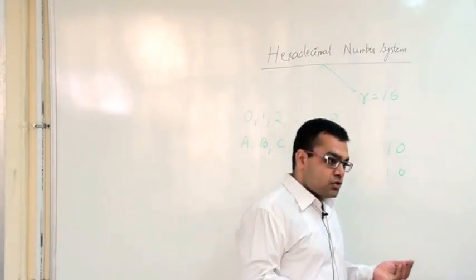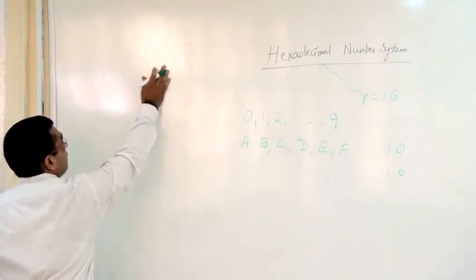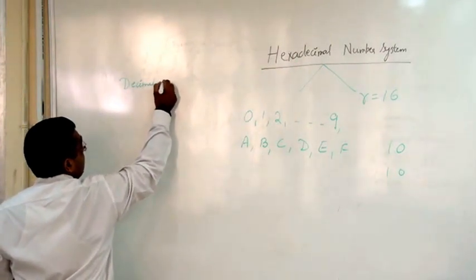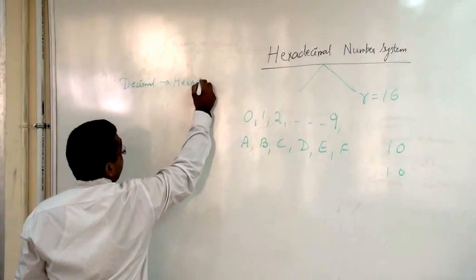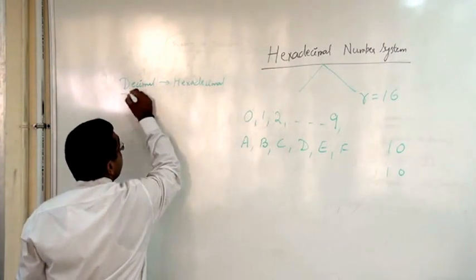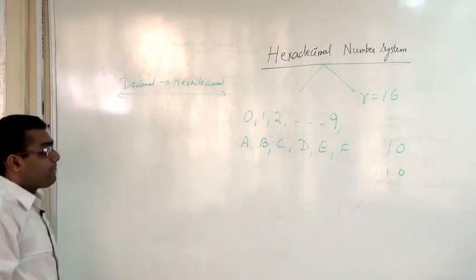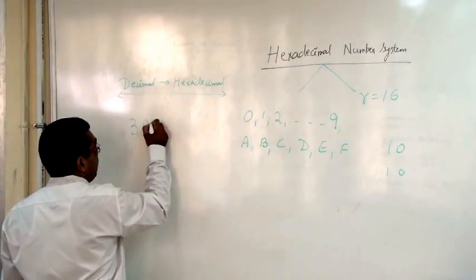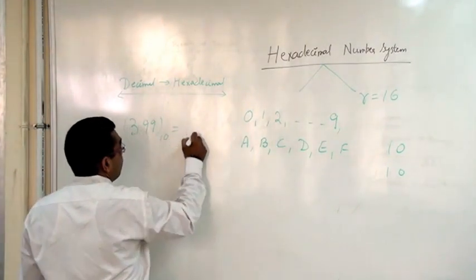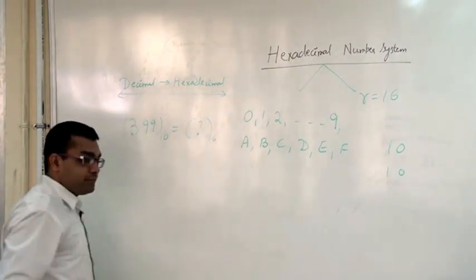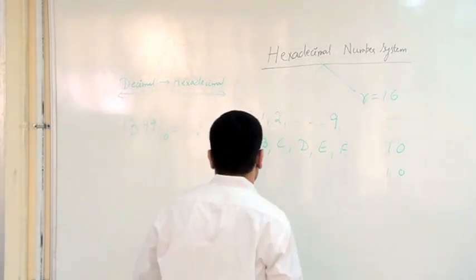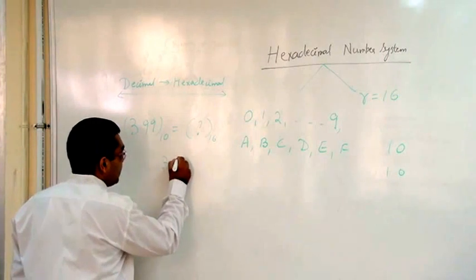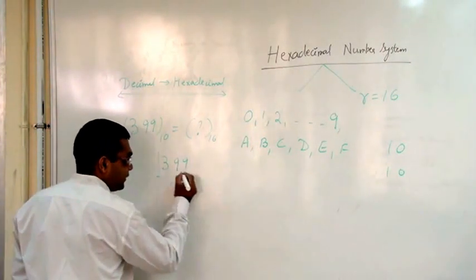Clear? So again, given any information, we are talking about decimal to hexadecimal. So given any number, say 399, we want to convert to hexadecimal. So same approach: divide by 16, accumulate the quotient, and we'll see the remainder. So I'll quickly divide and write the answer.